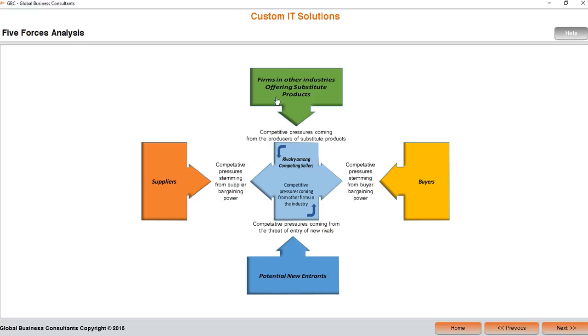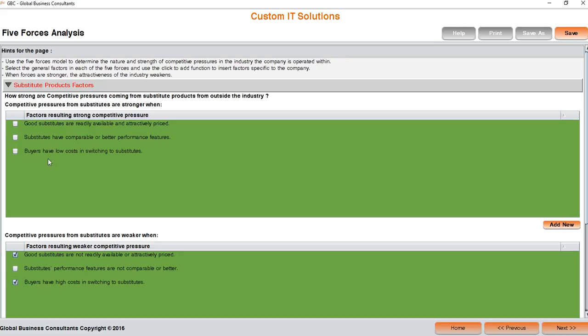So most of you will know that Porter's 5 forces constitute substitute products, buyers, potential new entrants, suppliers, and rivalry amongst competing sellers. So I'm going to go ahead and click on substitute products. You could also use the next button to navigate to substitute products. To get started, these are pre-input factors that make up substitute product factors. It's how strong are competitive pressures coming from substitute products from outside the industry.